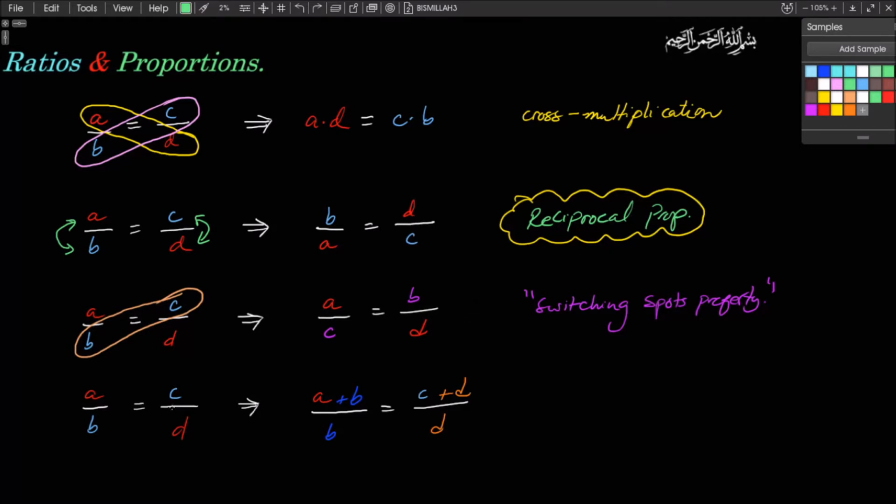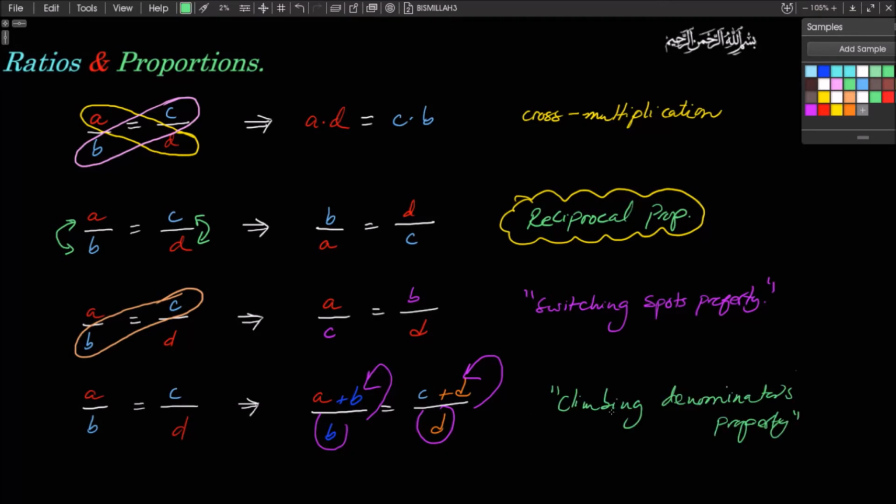Now finally, this one is a little trickier, but very important. If you remember this, it'll come in handy from time to time. This one says if you have a proportion like this, A over B equals C over D, then you can take B and add it to the numerator, and to keep the proportion the same, you have to take D and add it to the numerator as well. Let me say that again. If you take B and add it to the numerator over here, you have to take D and add it to the numerator over here to keep the proportion the same. I call this the climbing denominators property, basically because I couldn't come up with anything better.